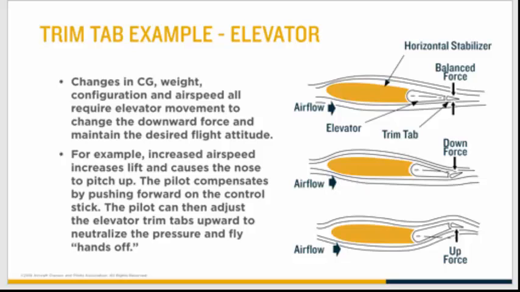If the pilot takes no further action, he'll need to maintain the forward pressure to keep the airplane in the desired attitude. But if you adjust the elevator trim tab upward, you can relieve the pressure, allowing the airplane to maintain its desired attitude without constant pilot input.